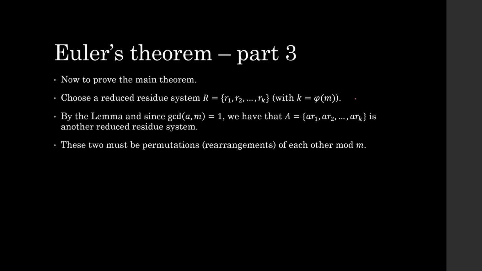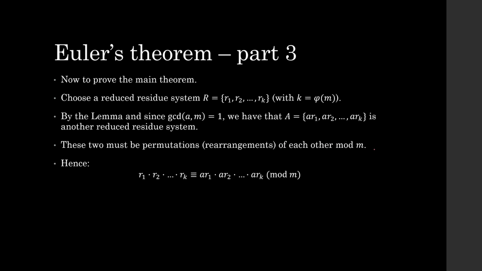So because we've got two reduced residue systems, right, these two are going to have to be permutations of each other mod m, right? Because any integer needs to be congruent to one of these if it's coprime to m. And all of those are coprime to m, which means they're all congruent to one of these. And it's the same the other way around. So when I say they're permutations or rearrangements, it means formally that I can construct a bijection between R and A. And so they're rearrangements of each other in mod m.